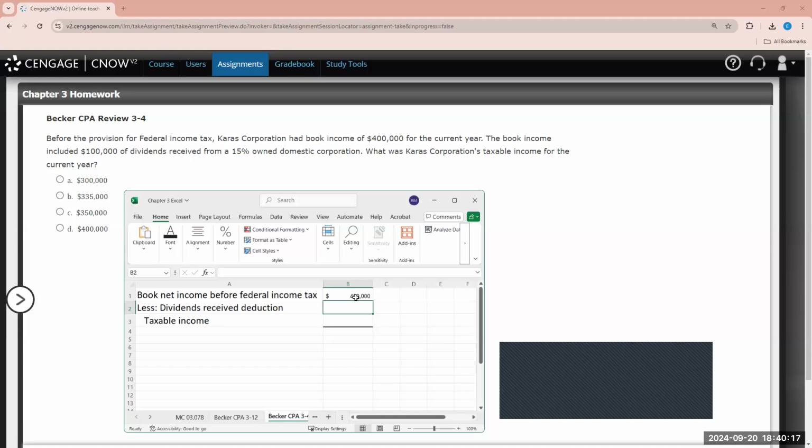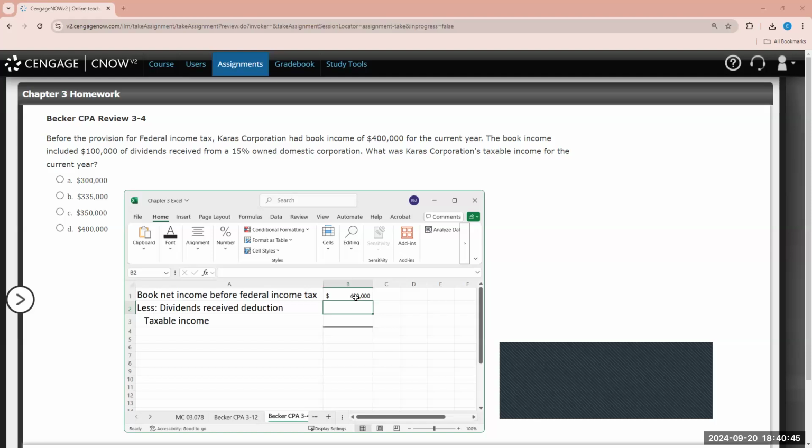So 50% of the dividends is allowed as a dividends received deduction if the ownership of the corporation that paid the dividend is less than 20%. So in this case, we see that the ownership is 15%. So therefore, we need to determine how much they are allowed to take. So the book income includes $100,000 of dividends received from this 15% owned domestic corporation.